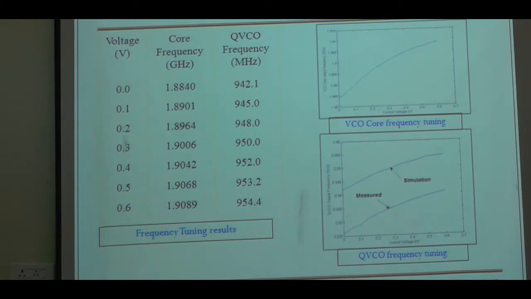But if you look at the actual simulation results and the measured result, there is a huge difference. Then we found that this kind of difference can be because of the lower value of the quality factor of the inductor, one, and secondly, the capacitance model. If it is poor, then you can have those kinds of problems.